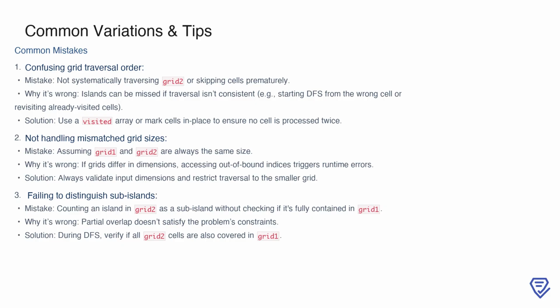Lastly, it's crucial to properly distinguish sub-islands. If you count an island in grid 2 as a sub-island without verifying that it's fully contained within grid 1, you'll violate the problem's constraints. During DFS, confirm that every land cell in grid 2 is also part of grid 1 to ensure correctness.